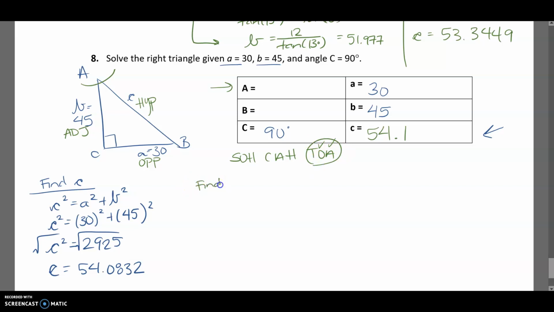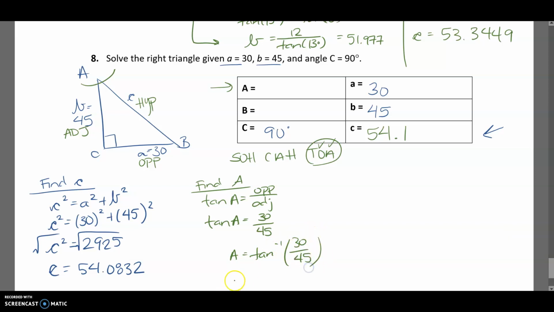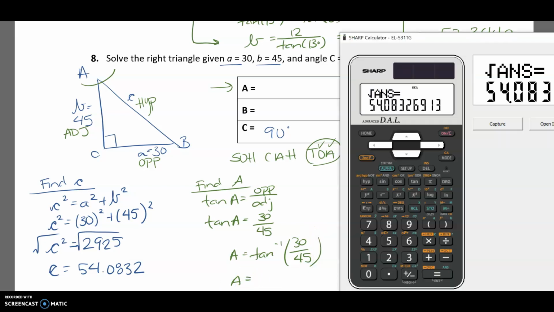So if I want to find angle A, the tan of angle A is the opposite side over the adjacent. So tan of angle A is my opposite side, 30, over 45. To get A by itself, I use the inverse tan function. So angle A on my calculator, I use the inverse tan, so second function of tan, and then I bracket 30 divided by 45, close the bracket, 33.6900. To the nearest degree is 34 degrees.